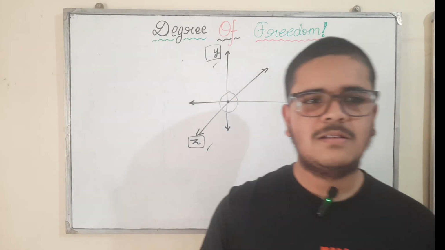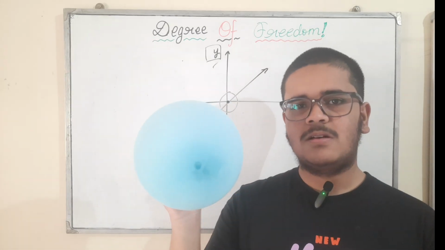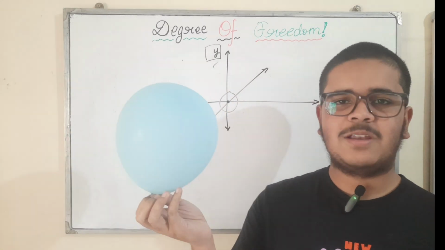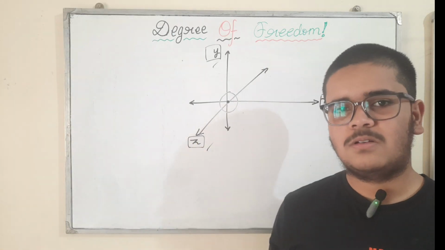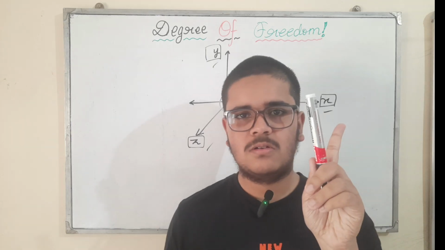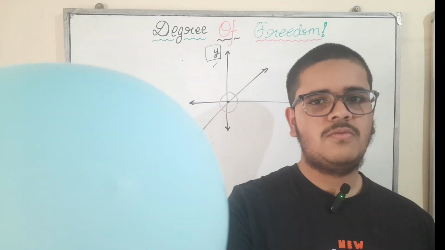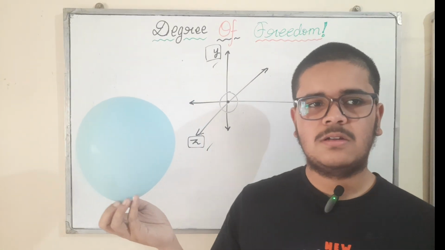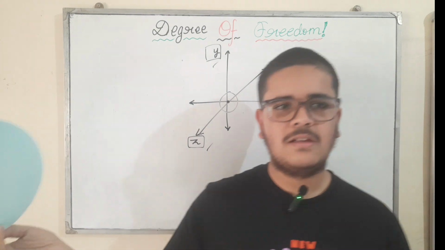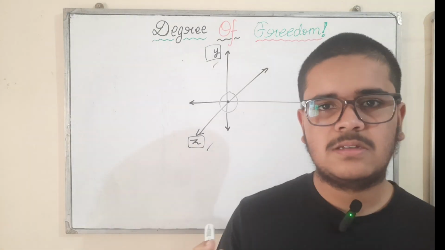For example, if I take this balloon, let's imagine this as the helium atom. It can move up, it can move down. So that's one motion for you. Another 1D motion it can show: it can move towards you or away from you. That's another 1D motion. And it can move left or right. That's another 1D motion. So it can show three 1D motions.